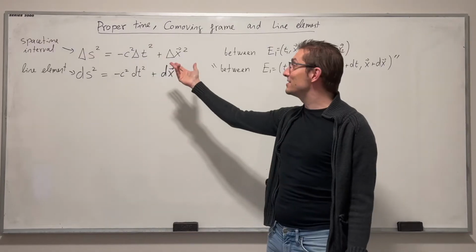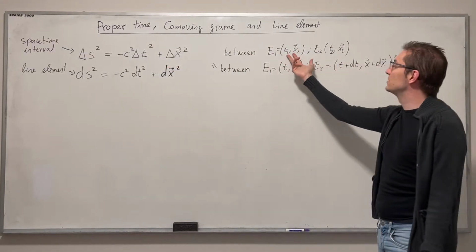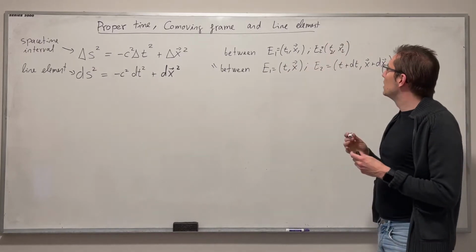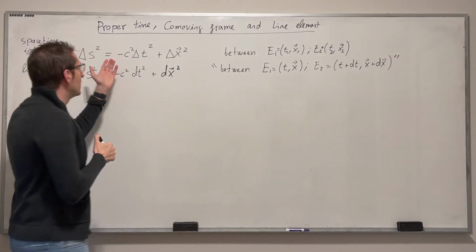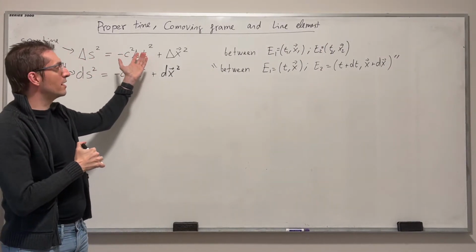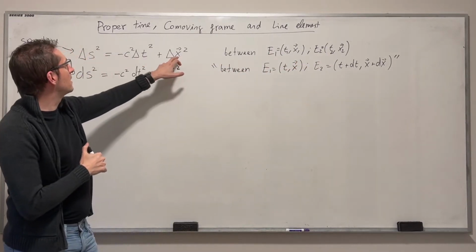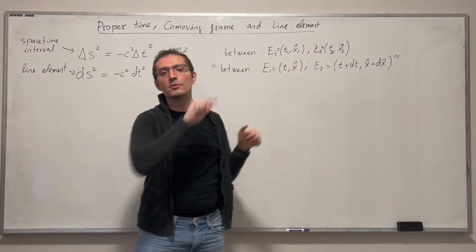Well, the spacetime interval we defined in previous lectures is between two events, say E1 with coordinates t1, x1, and another event E2 with coordinates t2, x2. The spacetime interval between them, defined as delta s squared, was c squared delta t squared, which is the difference between these two times squared, minus x2 minus x1 squared. Okay, so the difference between these two distances, modulo squared.